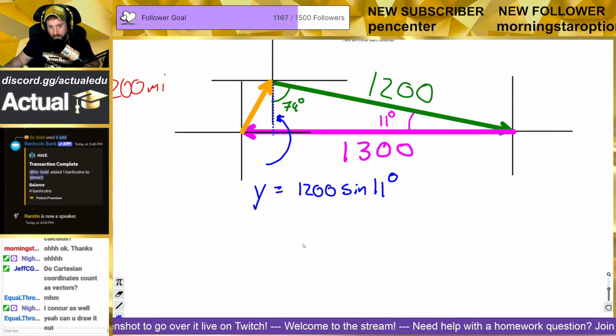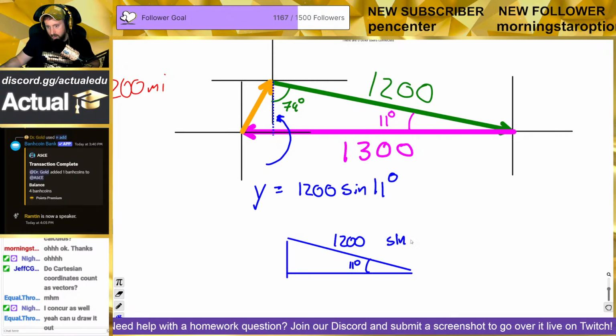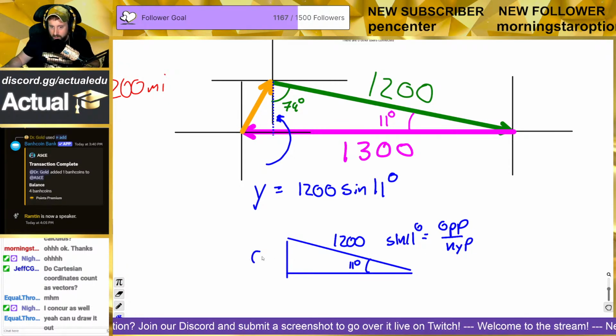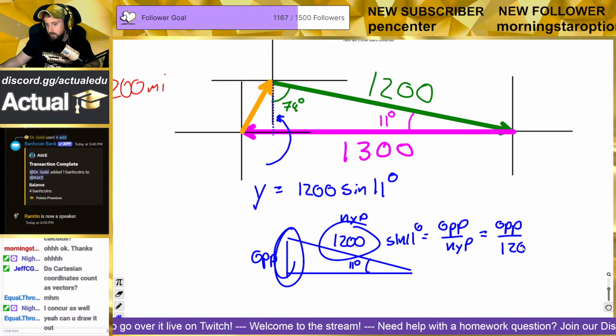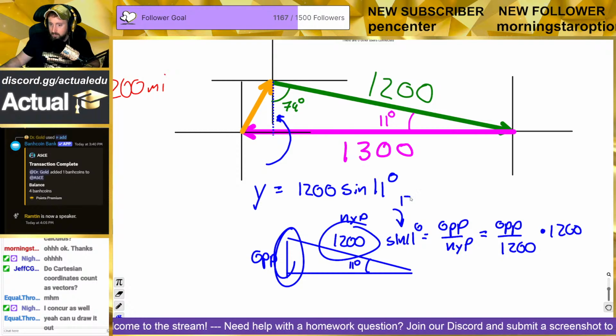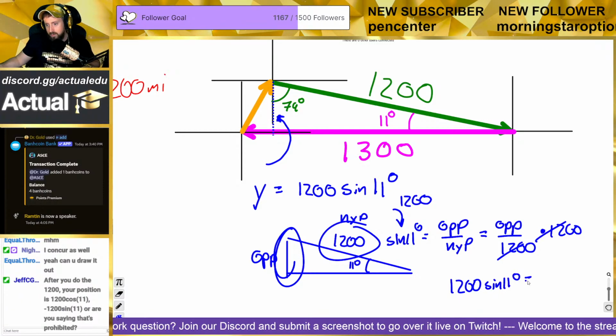All right. So we have a triangle, right? We have 11 degrees. I have that this is 1200. The sine of 11 degrees is equal to the opposite over the hypotenuse. This is the opposite side. This is the hypotenuse. So we say this is equal to opposite all over 1200. Then I'm going to multiply both sides by 1200. That's going to go away. And I get that 1200 sine of 11 degrees is equal to the opposite.